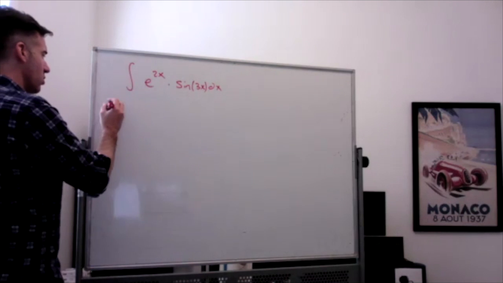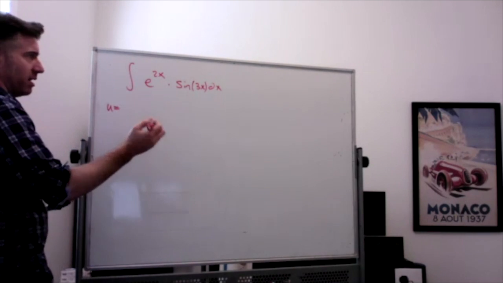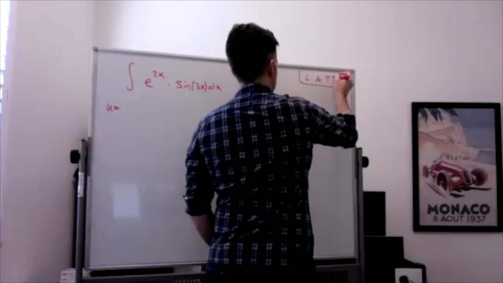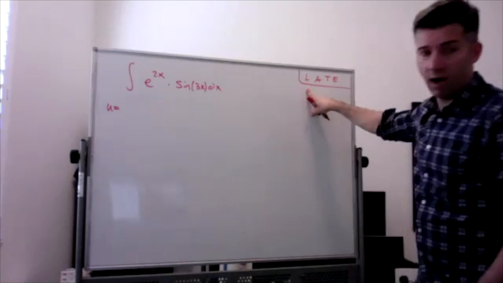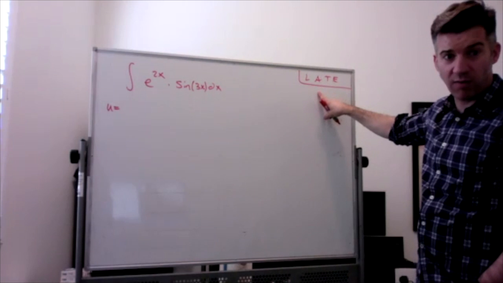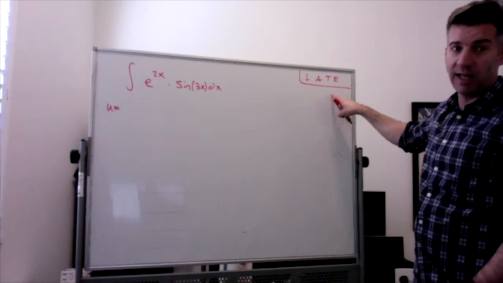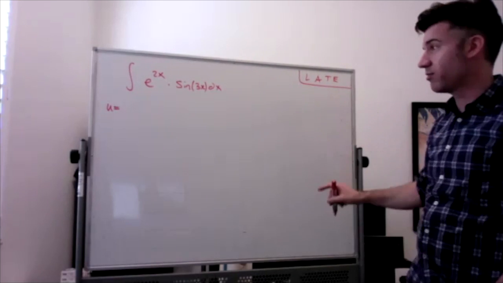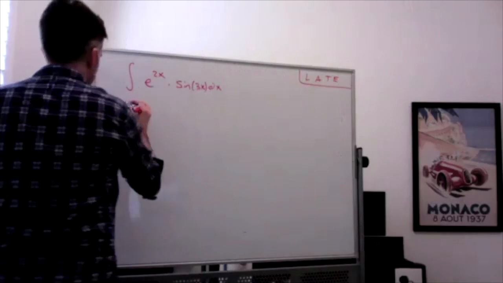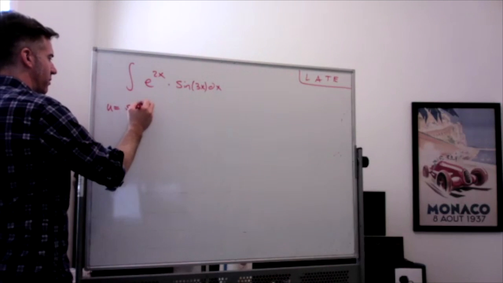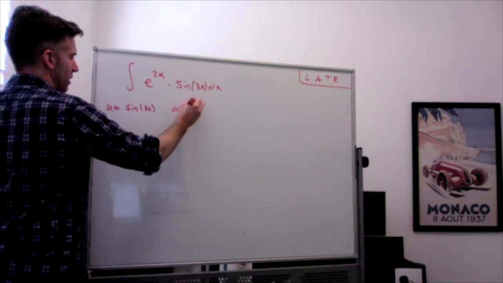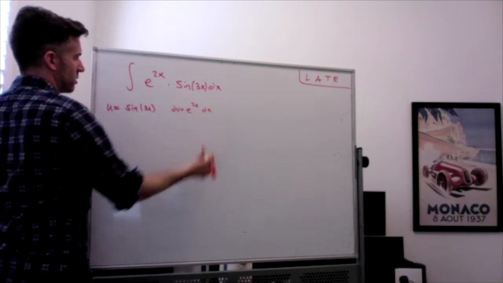So I'm going to let u equal the trig thing, right? Because again, according to the LATE acronym, I don't have a log. I don't have any power of x. I do have a trig and I do have an exponential. So I should let u be the trig thing because that's coming before the exponential thing. So we'll let u equal sine of 3x. And dv is going to be e to the 2x dx.